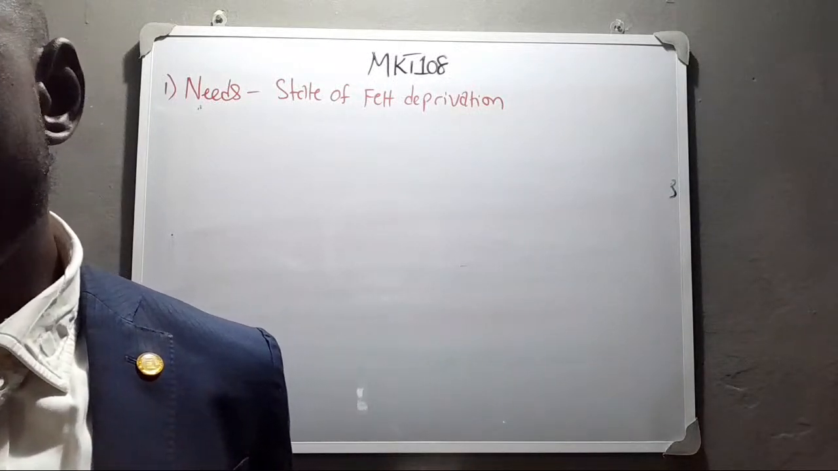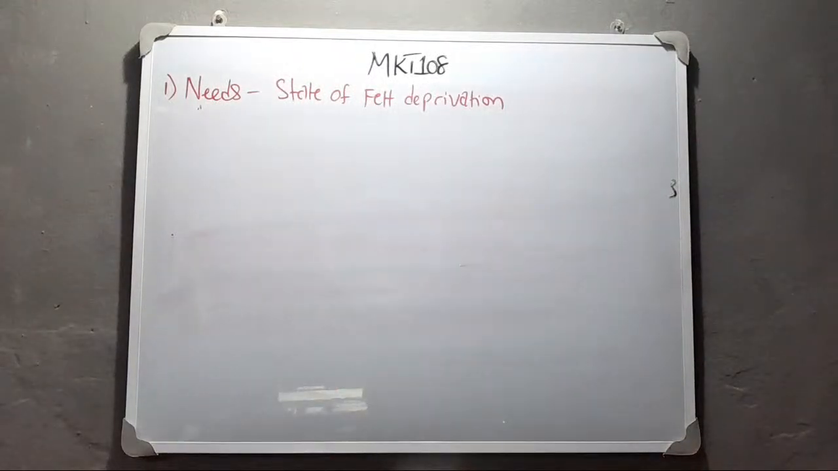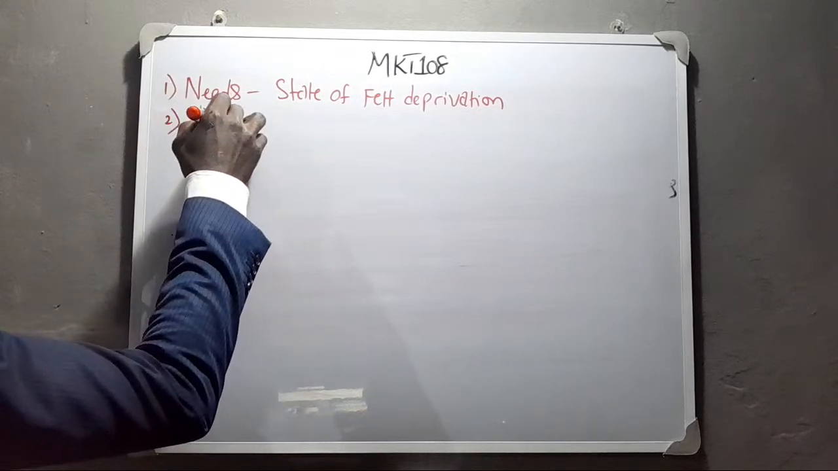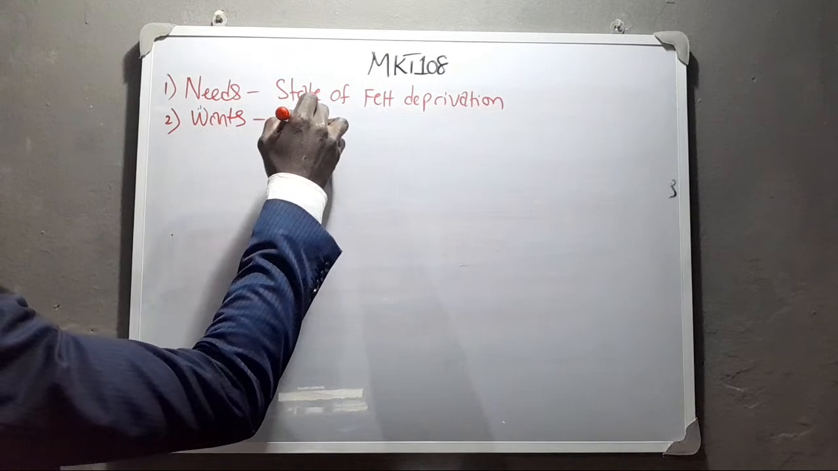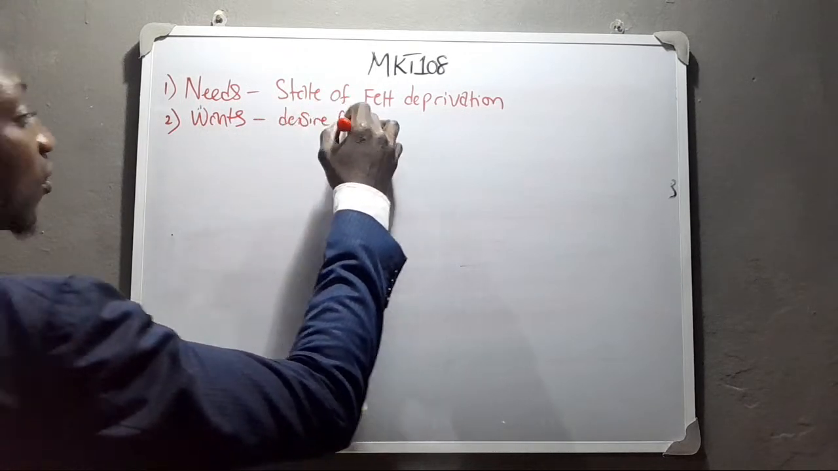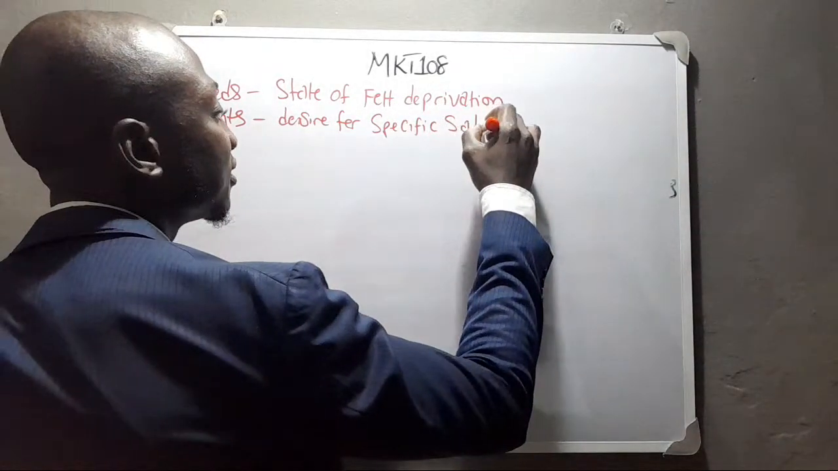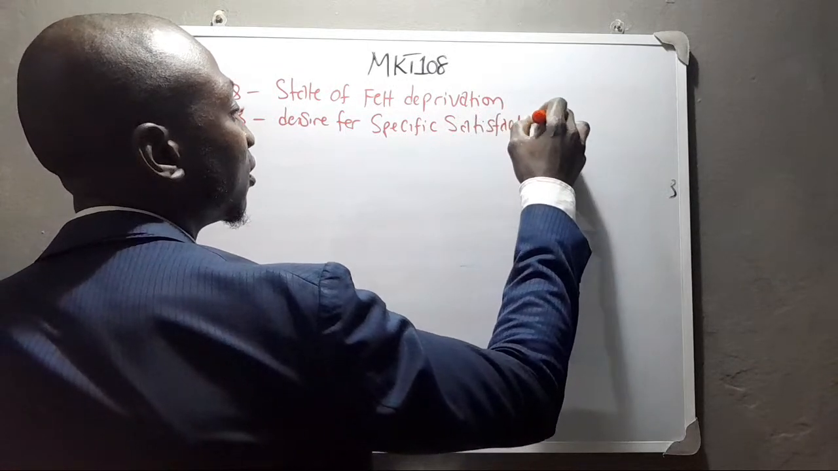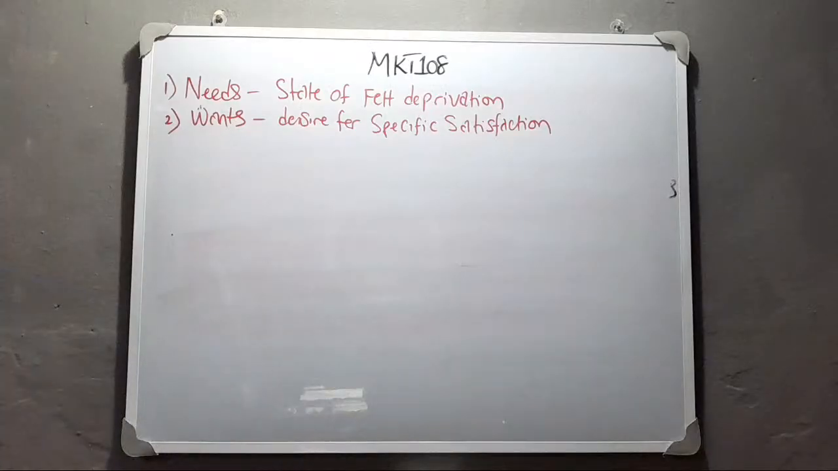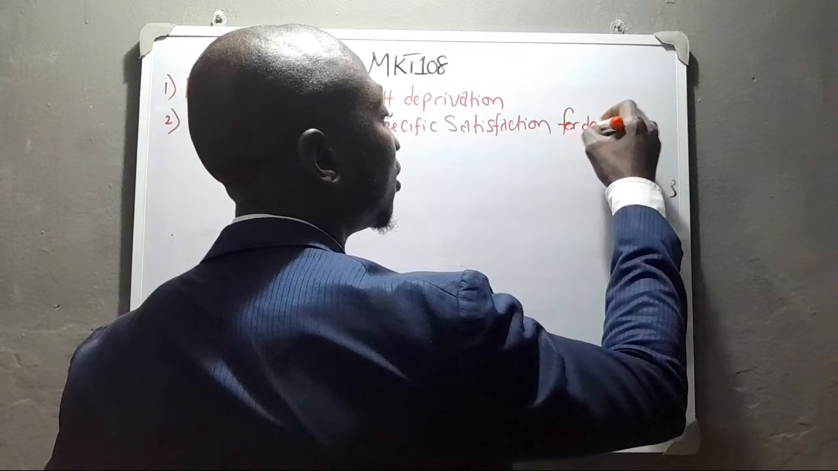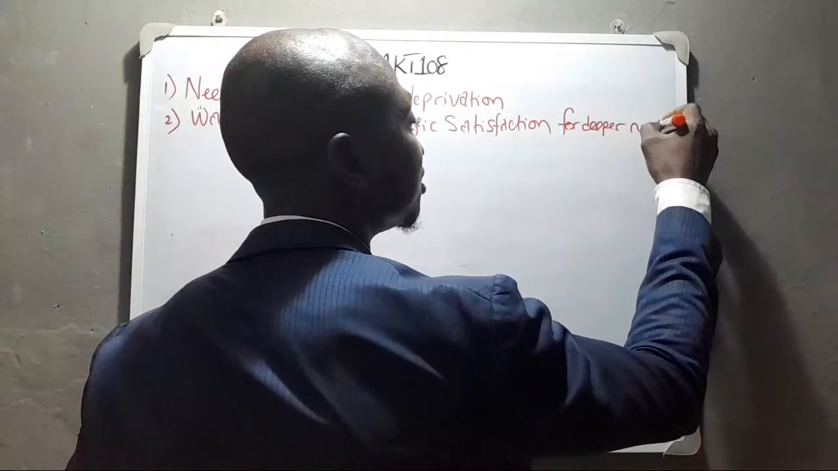Human wants are desires for specific satisfaction of deeper needs. So you have wants as well: a desire for specific satisfaction, for deeper needs.